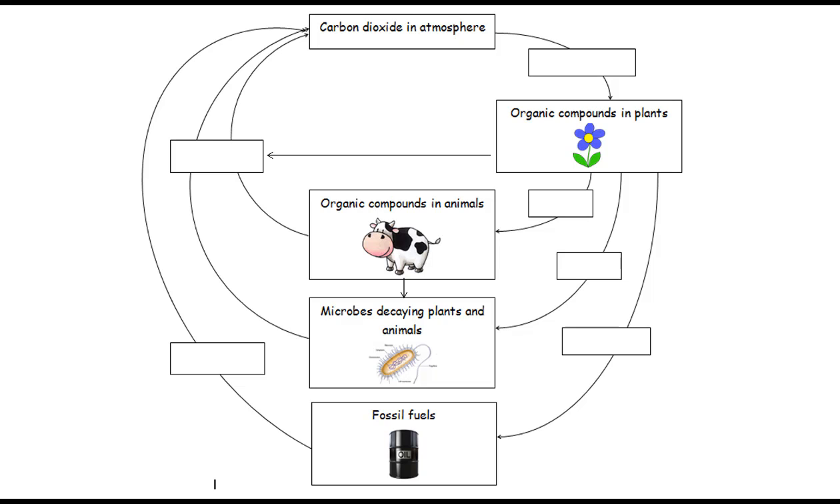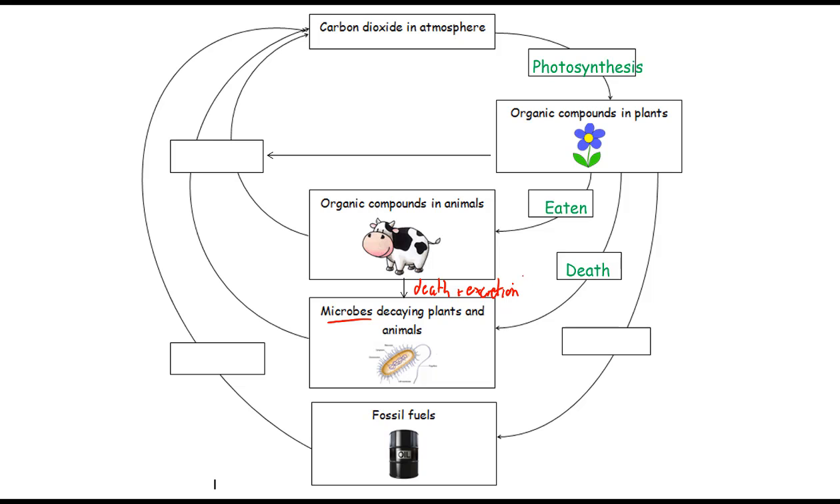So if we start off here with carbon dioxide in the atmosphere, how does it get into organic compounds in the plants? That process is photosynthesis. The plants are then eaten and the organic compounds are transferred to the animals. Then the plants can also die and release material which can be broken up by microbes or decomposers. That's also going to happen here, but we're going to have death and excretion this time as well.